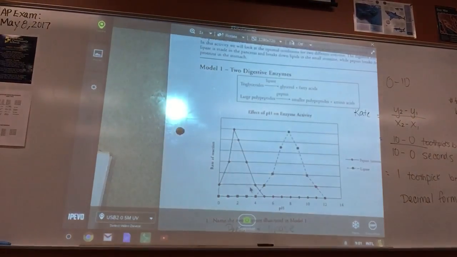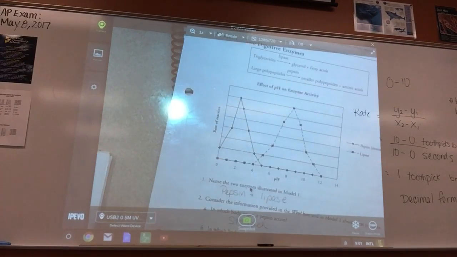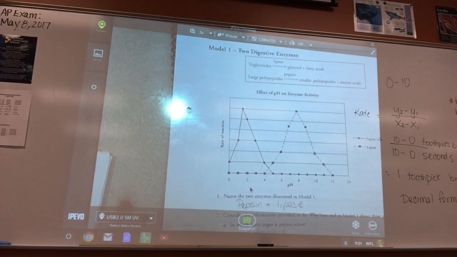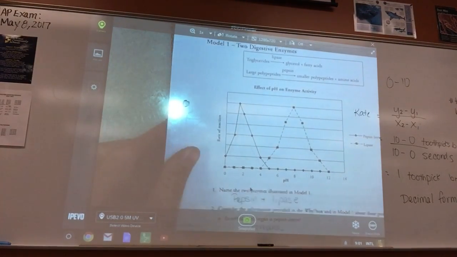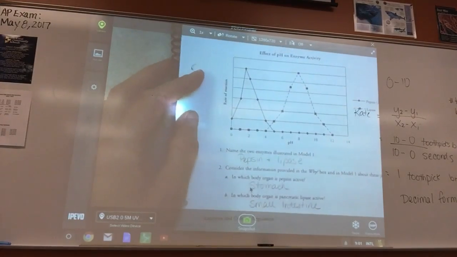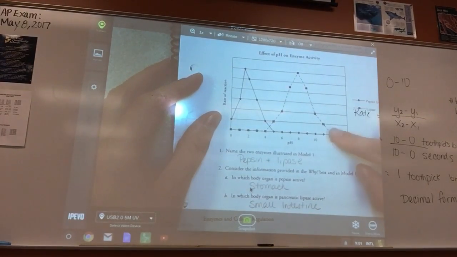Okay, so on this here, this was before we talked about what affects enzymes and so on, so you get to do some interpretation of the graph here.